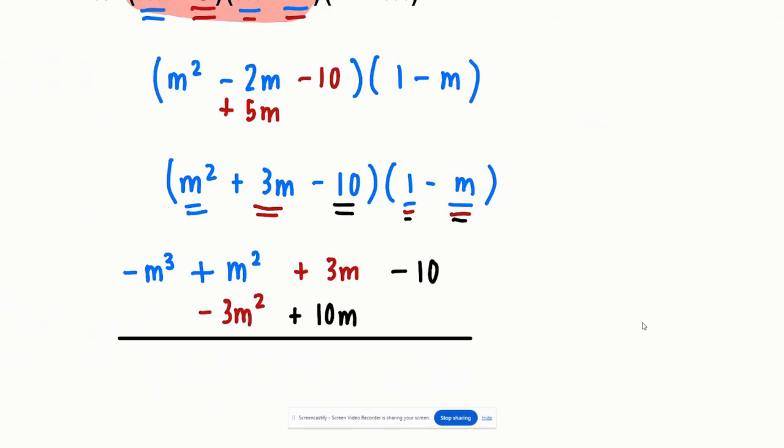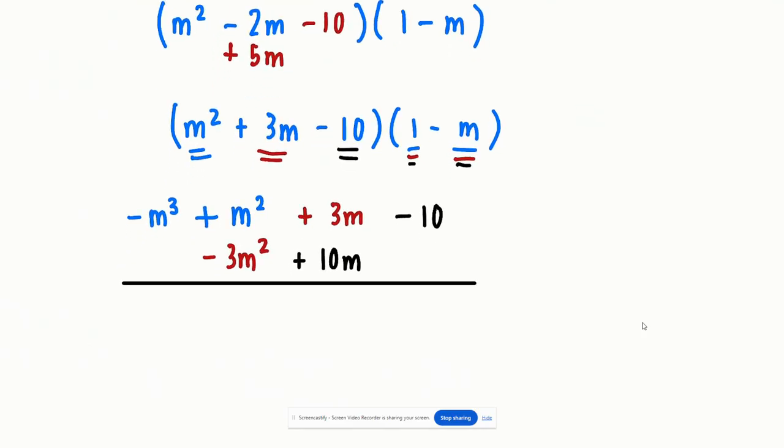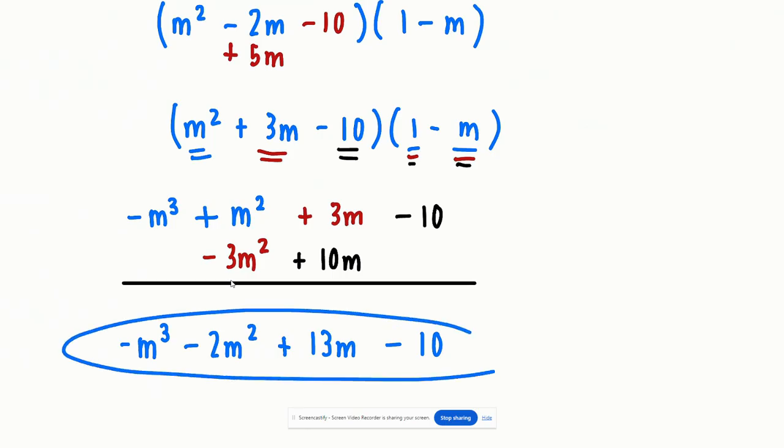So now how do I find my final answer? Combine my like terms. So won't negative m cubed just drop? What's positive 1 minus 3? Minus 2m squared. What's positive 3 plus 10? Positive 13m. And then what does minus 10 do? And looky there. My answer.